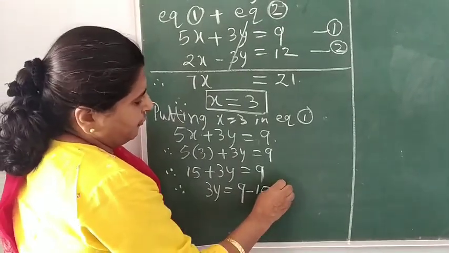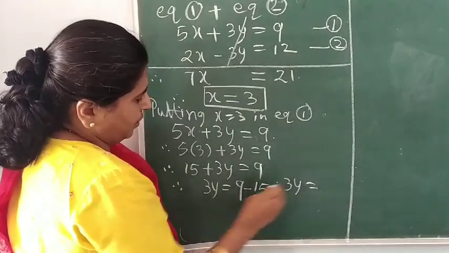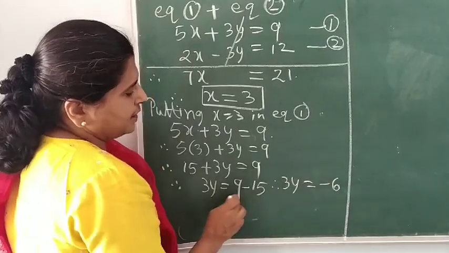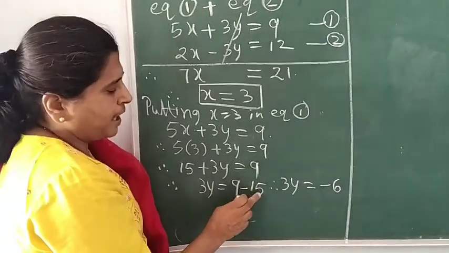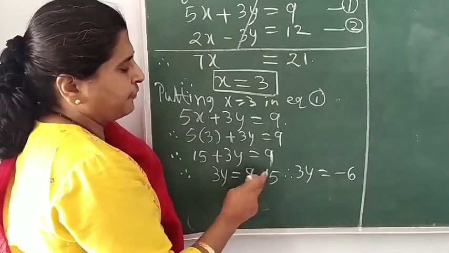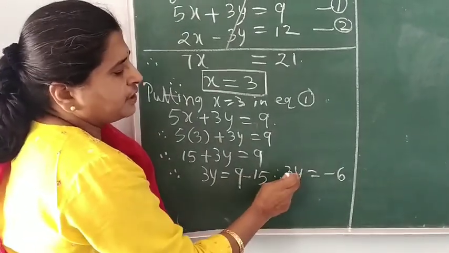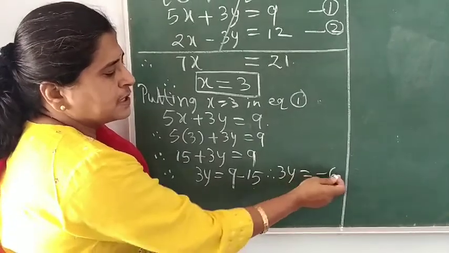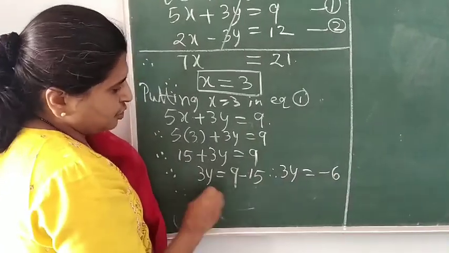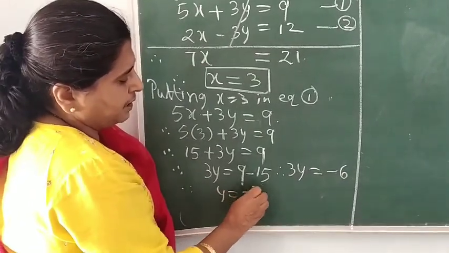And that's why the value of 3y is equal to minus 6. When the signs are different, you have to subtract: bigger number minus smaller number. 15 minus 9 is 6, and the bigger number's sign is minus. If 3y is minus 6, then 3 twos are 6, but as it is minus, we will get the value of y as minus 2.